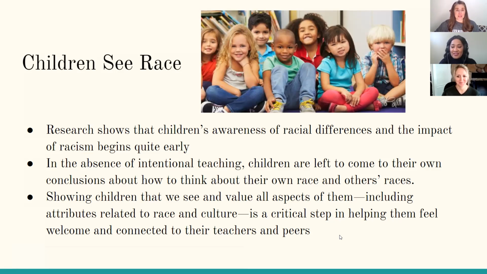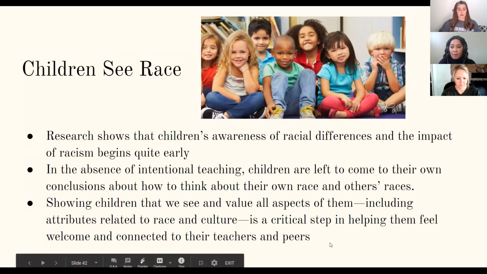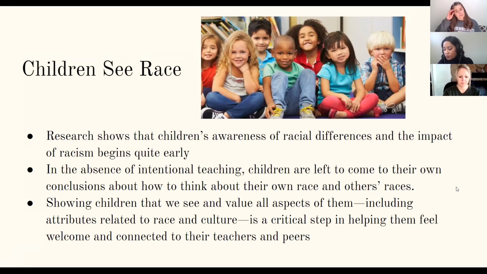Kids see race, right? Children see race, and so should we. Research shows that children's awareness of racial differences and the impact of racism begins quite early. Children as young as 3 months old are aware of racial differences, and by the time they're preschoolers, they make choices based on race about with whom they play and how they play. In the absence of intentional teaching, children are left to come up with their own conclusions about how to think about their own race and others' races.